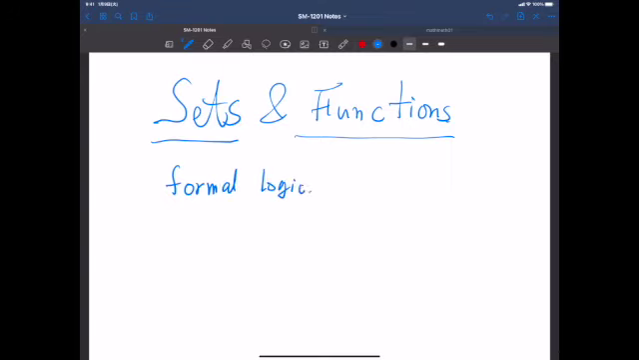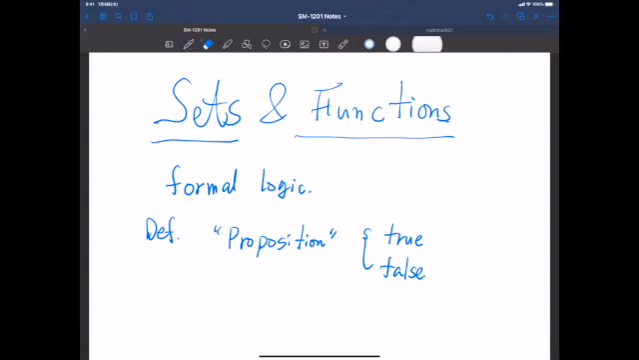First of all, we define the term proposition. A proposition is a statement which is either true or false. When it's true, we usually use this symbol, which looks like T, standing for true. When it's false, we use this symbol, which is kind of the opposite of T, an upside down T.